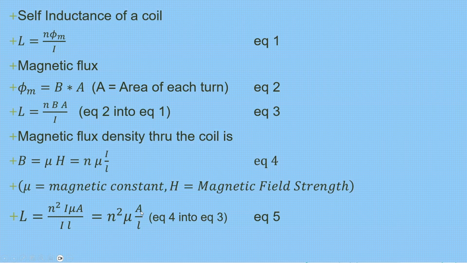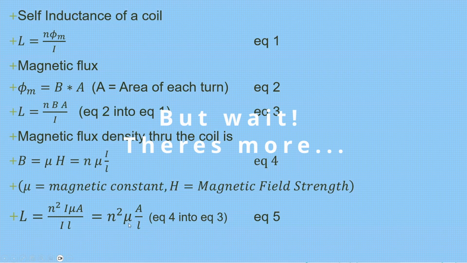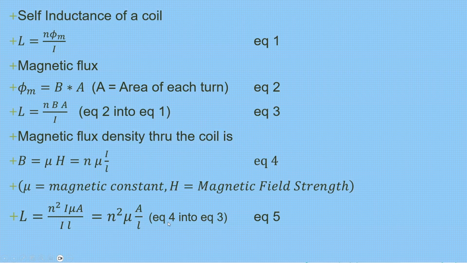Now we know the dimensions of the inductor coil are fixed in this question. So A, L and mu, which is the magnetic property of the core material, are all fixed, so we can assume that to be a constant. If we denote that as A, we can show that the inductance of a coil is equal to a constant times the number of turns squared. And that is the solution to this question.